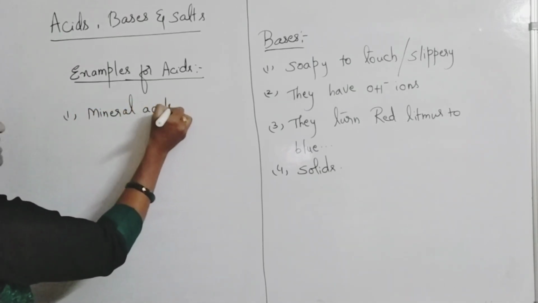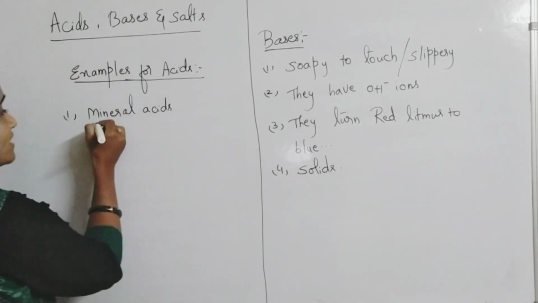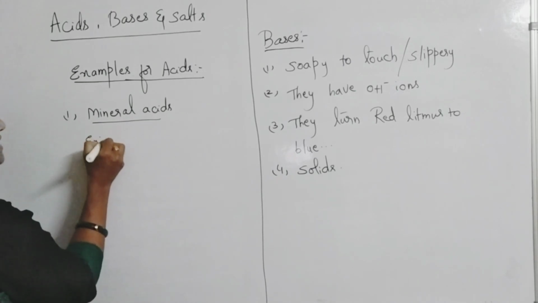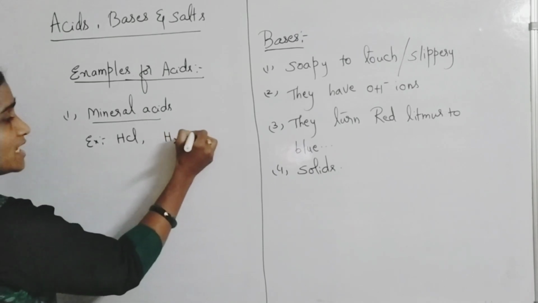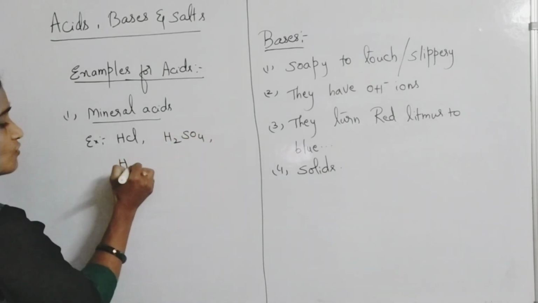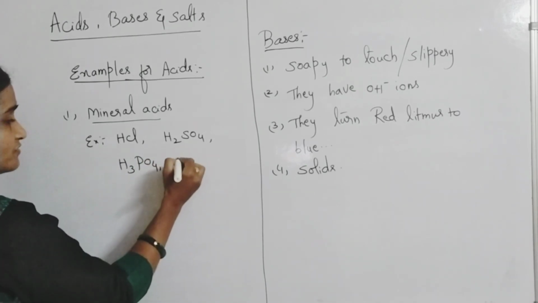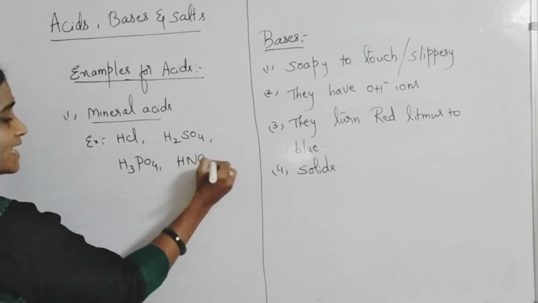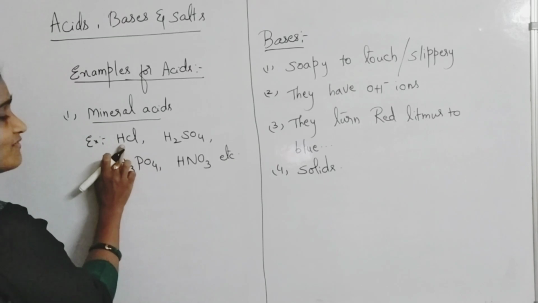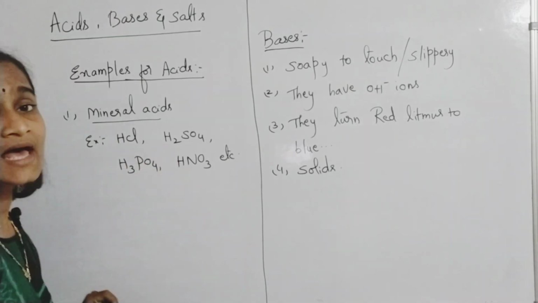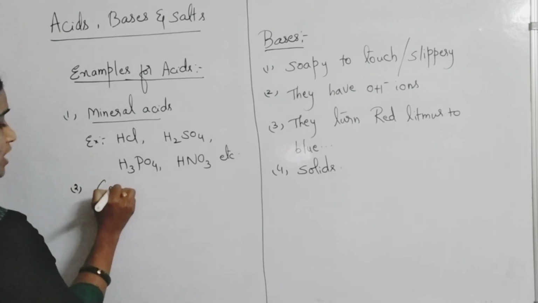Most of the mineral acids, as I just told you, have H+ ions in them. Mineral acids like HCl, hydrochloric acid, H2SO4, sulfuric acid, H3PO4, phosphoric acid, and HNO3, nitric acid. All of these are called mineral acids. They have the H+ ion as a common ion.